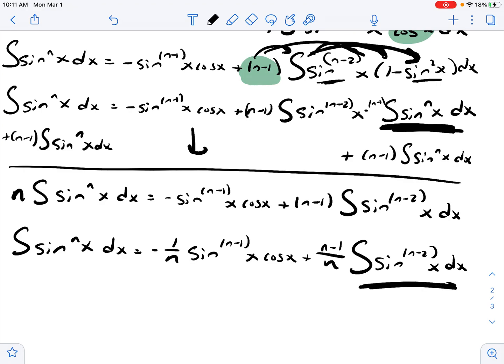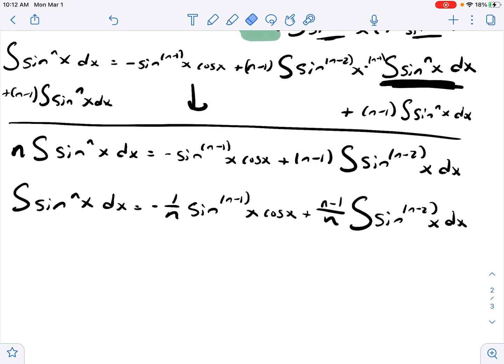If we can get down to sine to the first power, we can integrate that. That's negative cosine. If we get down to sine to the 0 power, that's just the number 1. We can integrate that and get back x. So from here, you kind of go on and repeat the process, okay? But this is your reduction formula for any power of sine.